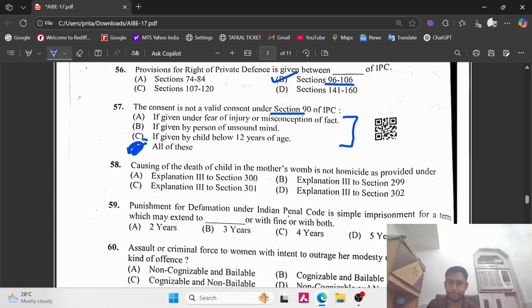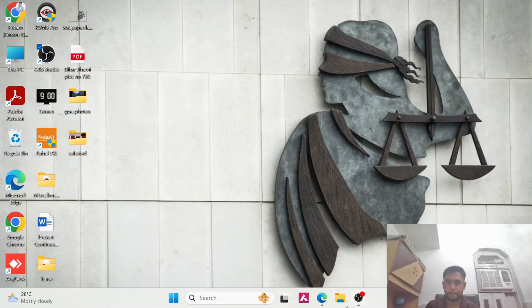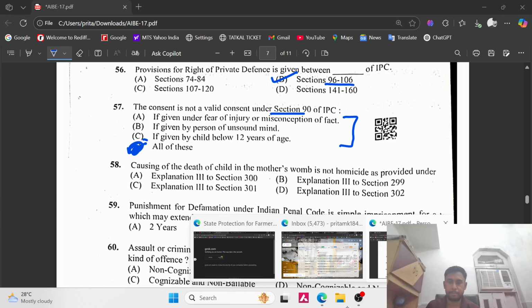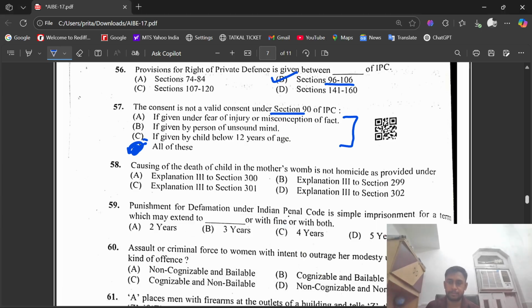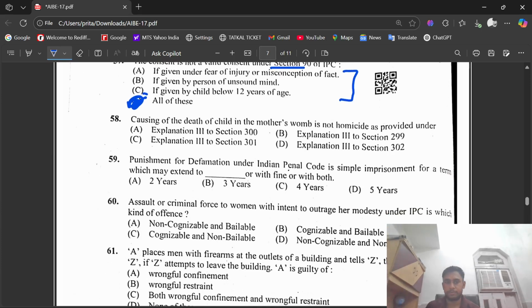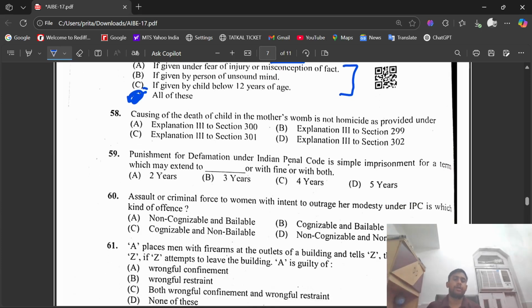Question number 58. Causing of death of child in the mother's womb is not homicide as provided under. Option A, explanation 3 to section 300. Option B, explanation 3 to section 299. Option C, explanation 3 to section 301, and option D, explanation 3 to section 302. The right option is option B.